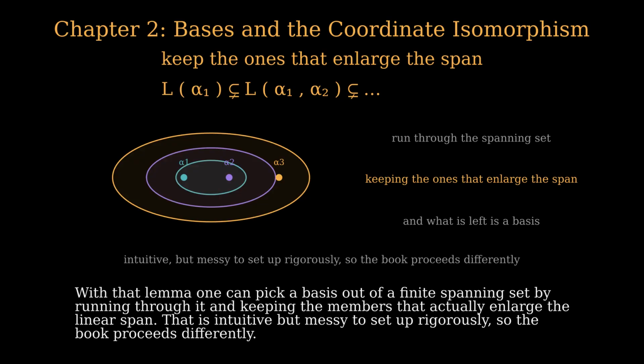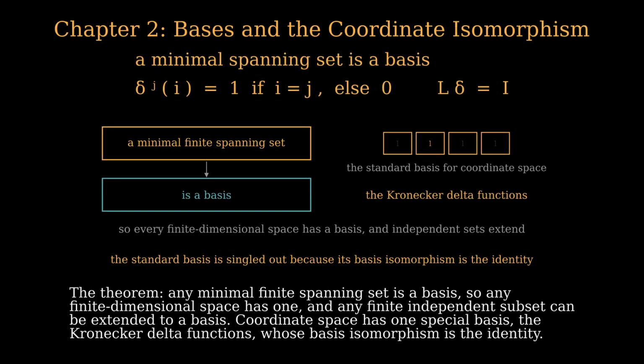With that lemma, one can pick a basis out of a finite spanning set by running through it and keeping the members that actually enlarge the linear span. That is intuitive but messy to set up rigorously, so the book proceeds differently. The theorem: any minimal finite spanning set is a basis, so any finite-dimensional space has one, and any finite independent subset can be extended to a basis.